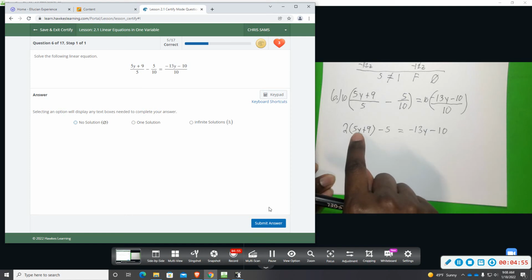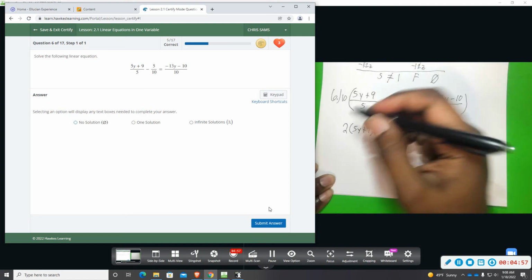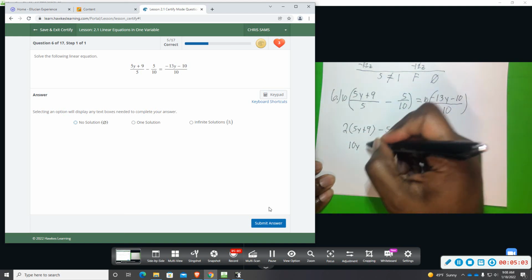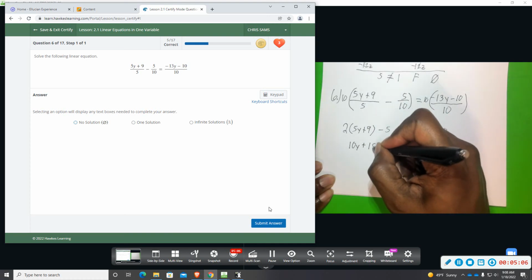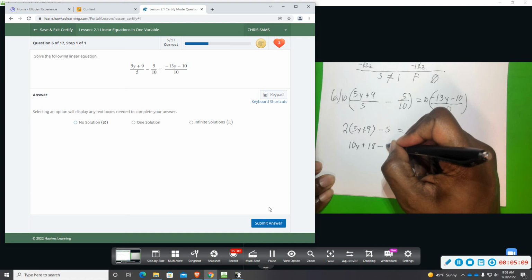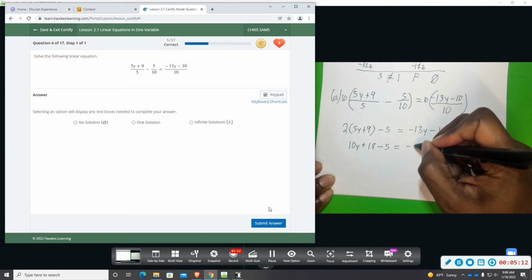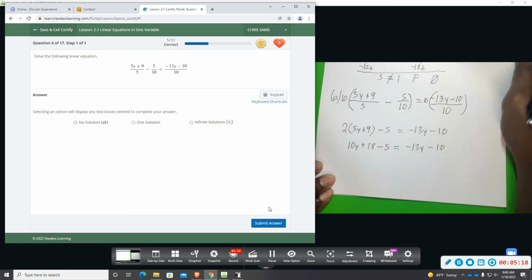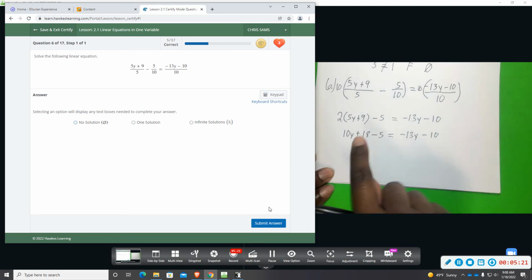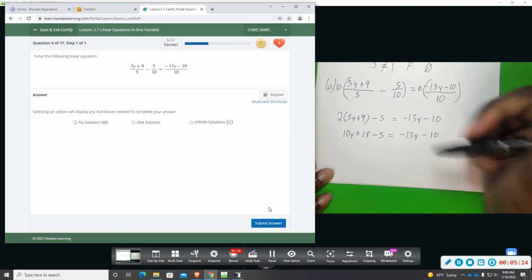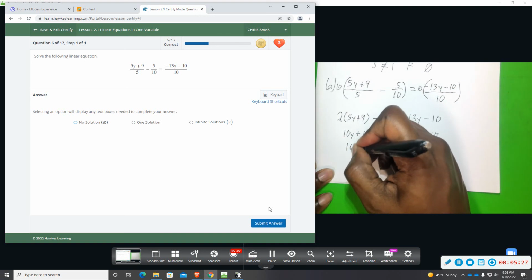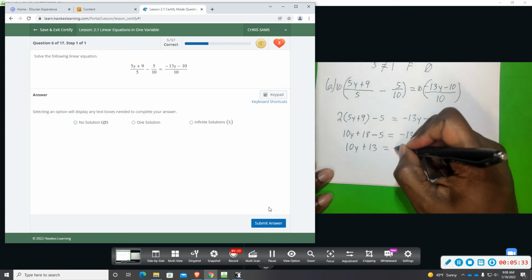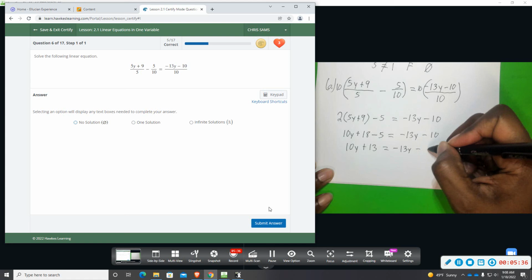Okay, we are going to distribute the 2 into the parentheses times the 5y and the 9. So 2 times 5y will give us 10y. 2 times 9 will give us a positive 18. Bring down the minus 5 equals negative 13y minus 10. Okay, we're going to simplify 18 minus 5. That's going to give us 13. So we have 10y, positive 13 equals negative 13y minus 10.